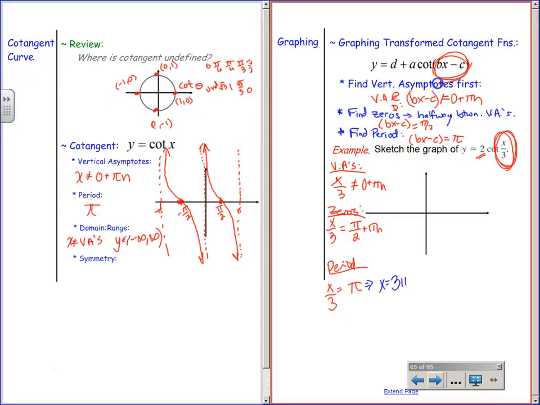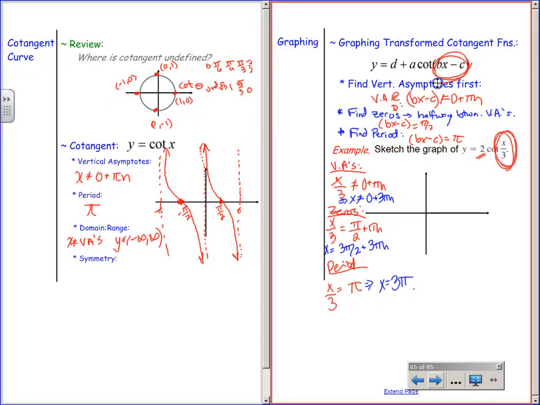I'm going to repeat my zeros and my vertical asymptotes every 3 pi. If I come up here and solve for x, x is going to not equal, or have vertical asymptotes at, 3 times 0 is 0 plus 3 pi n. And then if I multiply both sides by 3, I get 3 pi over 2 plus 3 pi n.